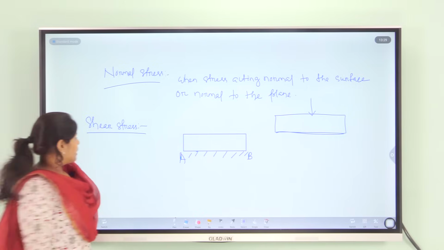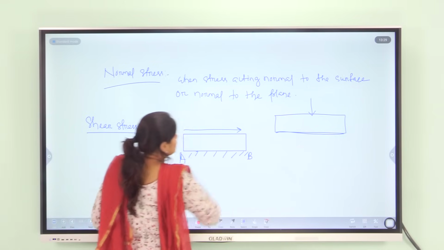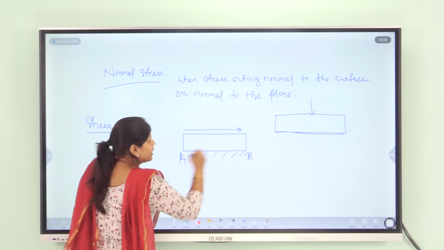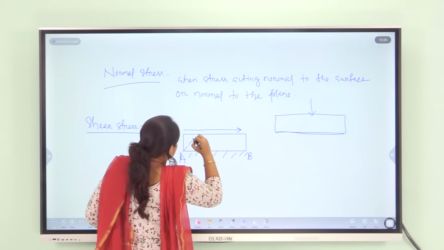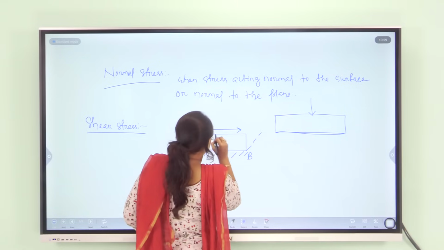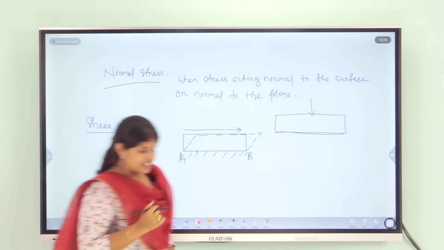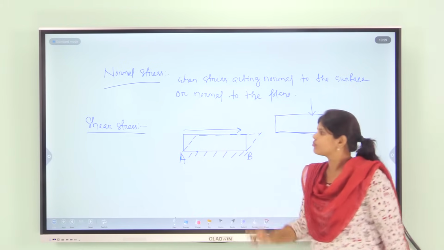Okay. So, parallel force will act like this. What will happen? This end will be constant, but this structure becomes like this. This will tilt. When shear is applied, the structure becomes tilted.